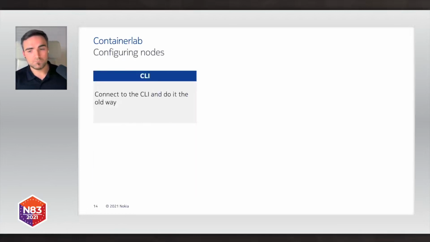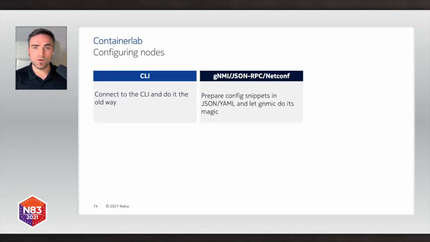Now, when you manage to connect to the nodes, it comes to the configuration process. And there are, of course, many ways how you can configure the nodes. You can connect to the CLI, as I explained on the slide before, and type in your commands, or you can use some programmatic interfaces that the nodes will have as part of their startup configuration. For example, you can use gNMI, JSON-RPC, NETCONF, or any other APIs that the network operating systems might have as part of their config.